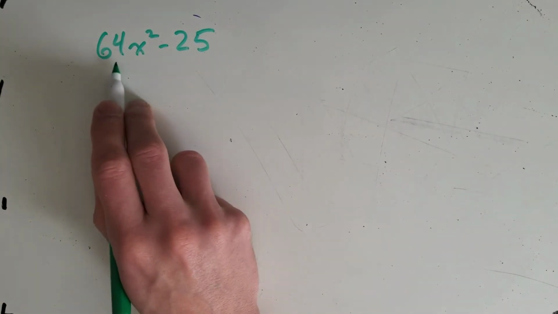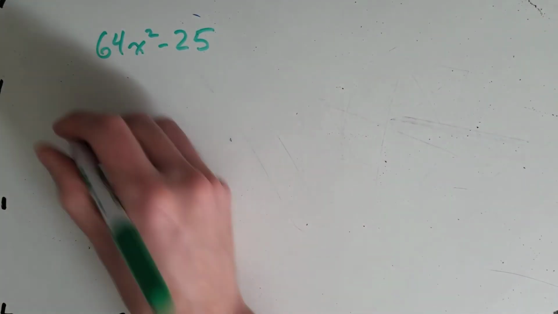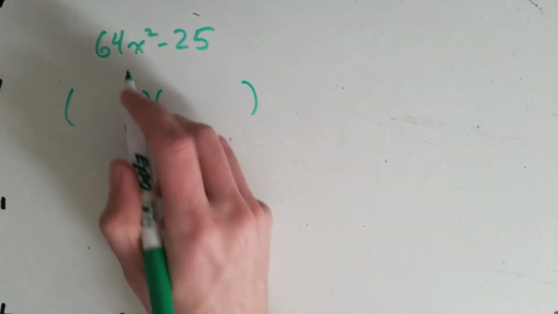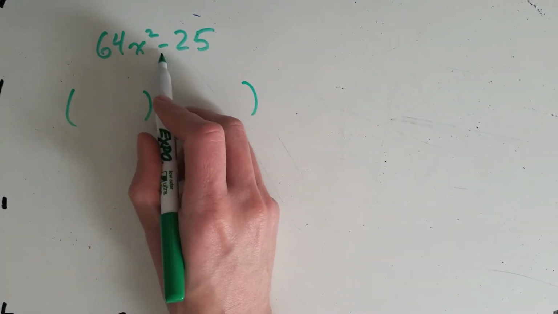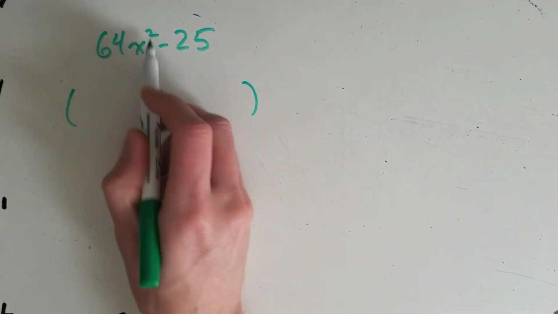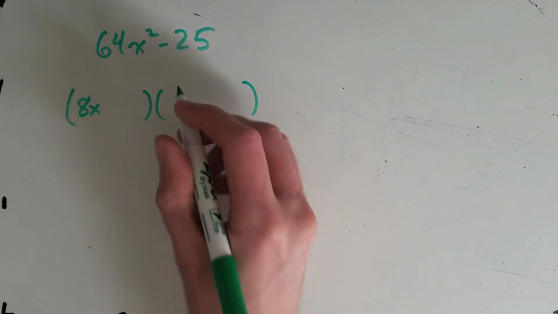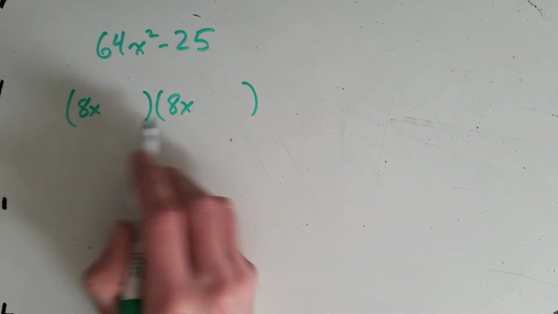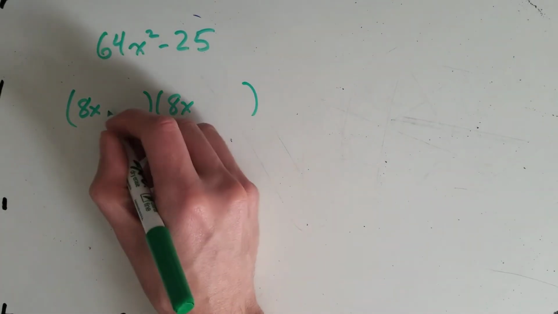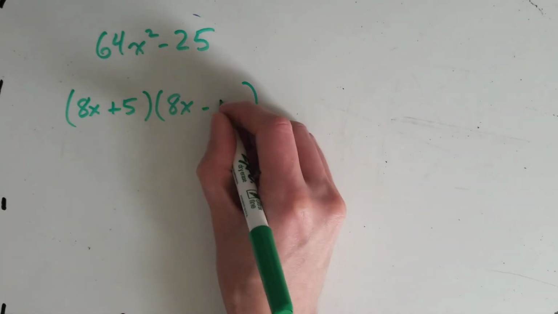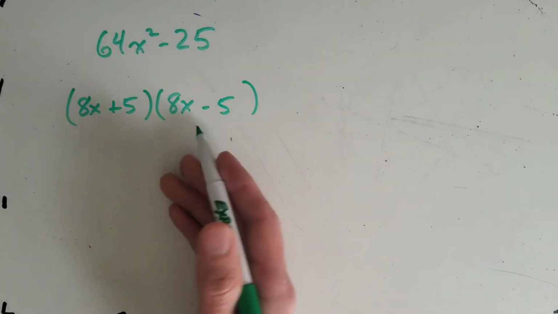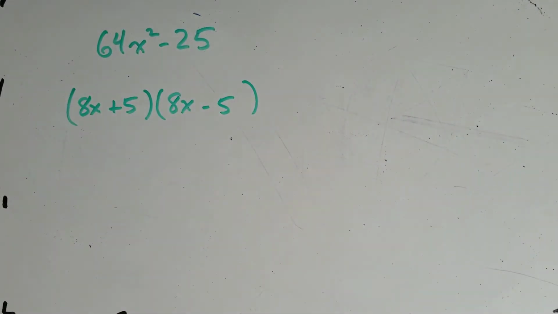Here, as you start to do more of these, you might start to notice really quickly: 2 terms, we're subtracting. We should be thinking, is it a difference of squares? And this is a perfect square, 64x squared. The square root of that is 8x. So your a term is 8x, and your b would be 5 here. So 8x plus 5, 8x minus 5. This is the factored form.